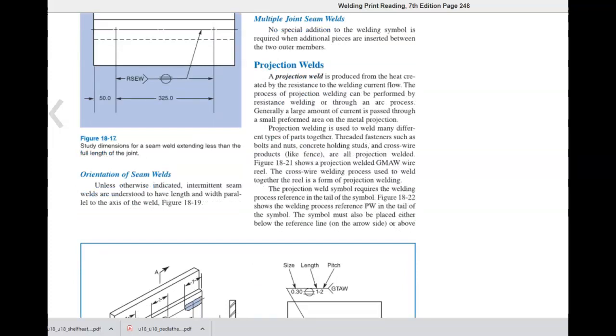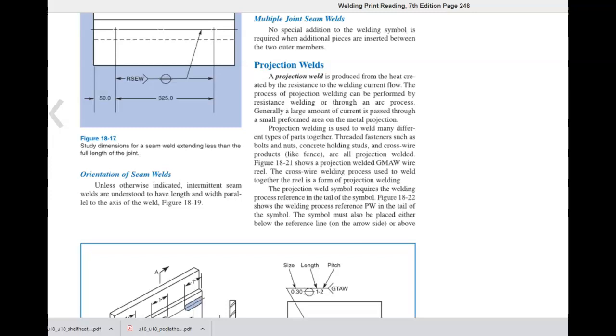A projection weld is produced from the heat created by the resistance to the welding current flow. The process of projection welding can be performed by resistance welding or through an arc process. Generally, a large amount of current is passed through a small preformed area on the metal projection. Projection welding is used to weld many different types of parts together. Threaded fasteners such as bolts and nuts, concrete holding studs, and crosswire products like fence are all projection welded.